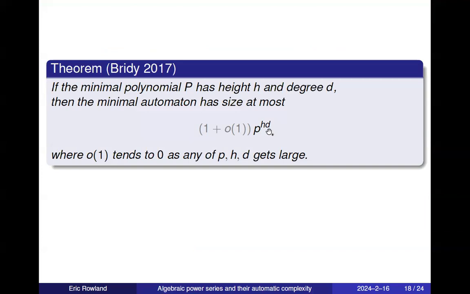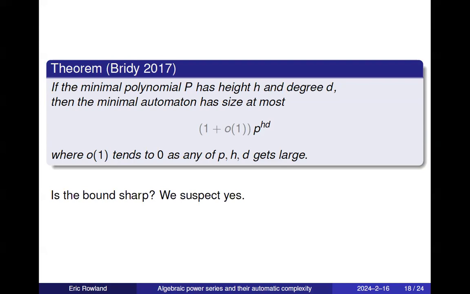So this is the right bound according to the experiments. And there's this little o of 1 term. This goes to 0 if you increase any of the 3 parameters. And so this seems to be really what we're getting. So is this bound sharp? We suspect it is sharp.